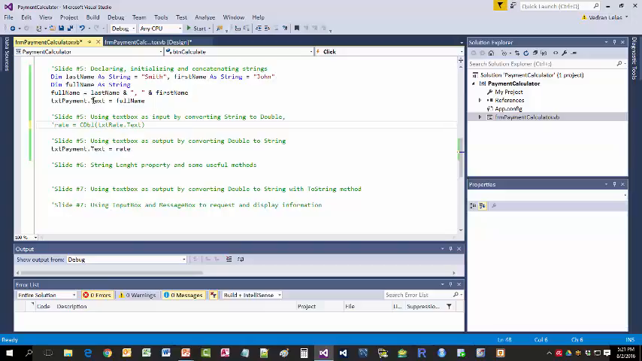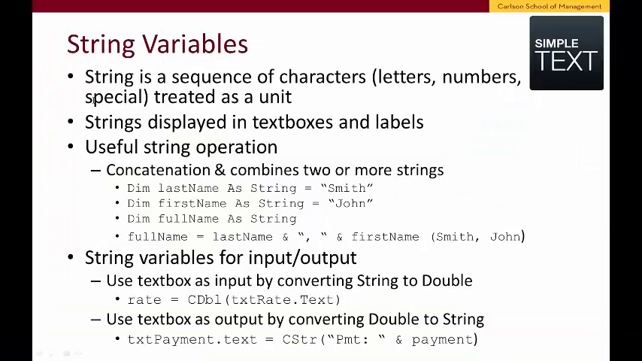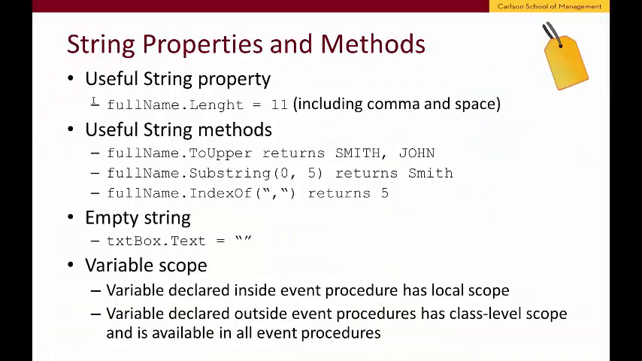And then let's get, after saving, back to the presentation. This slide reviews one of the most widely used string properties, and that is its length. Some of the useful methods are converting the string to all uppercase letters, extracting a substring from a string, and finding the position of a particular character within a string. All will be demonstrated in VB shortly, but before we do that, I wanted to mention the fact that all the variables we've used so far have local scope. That is, they are only valid inside the click event procedure of our calculate button.